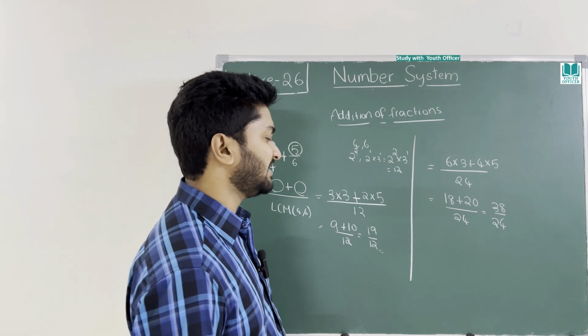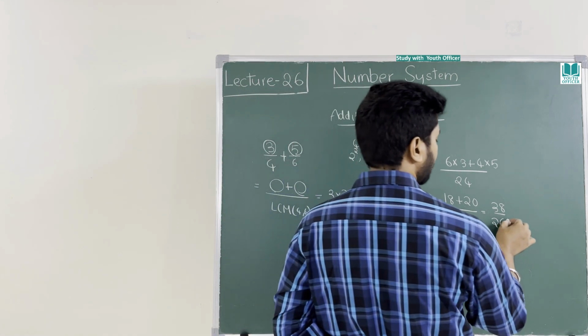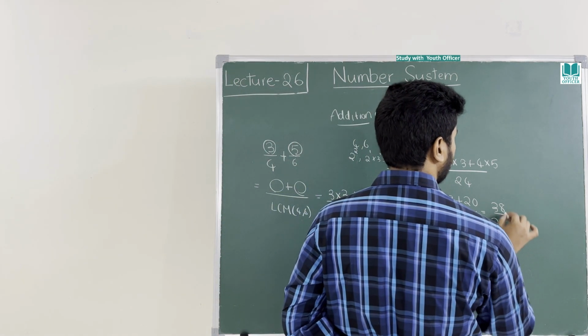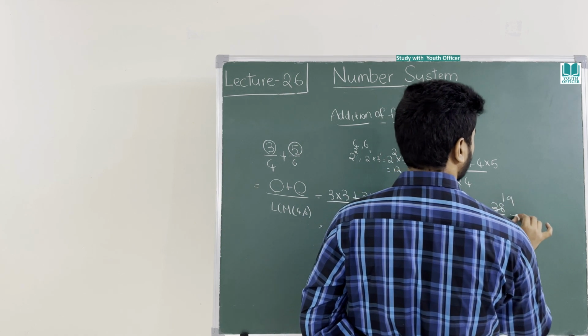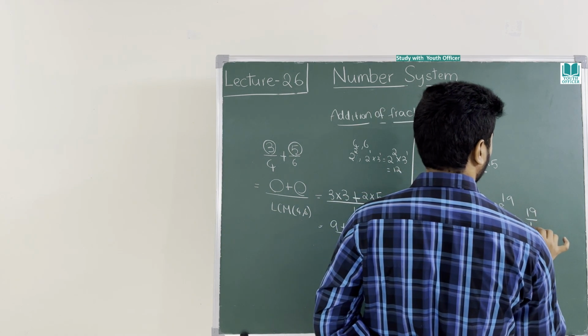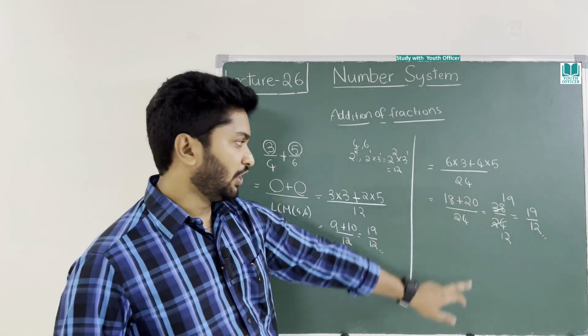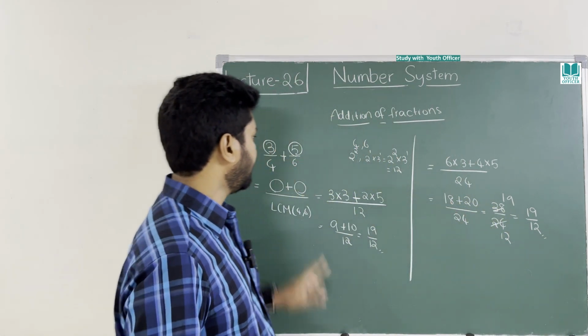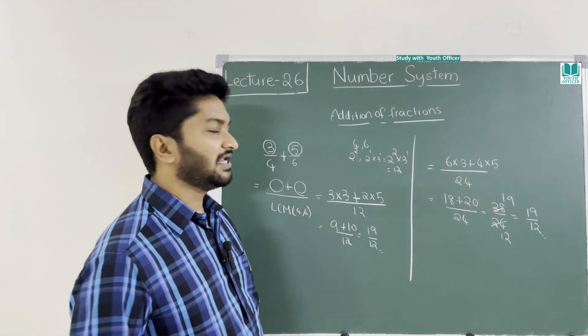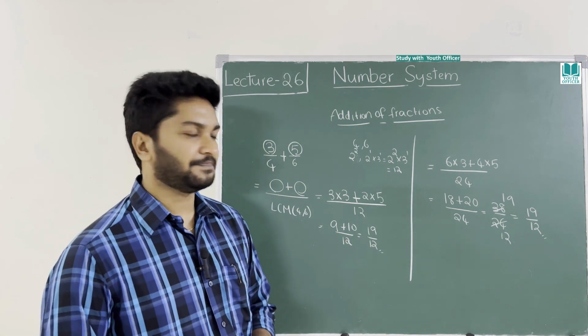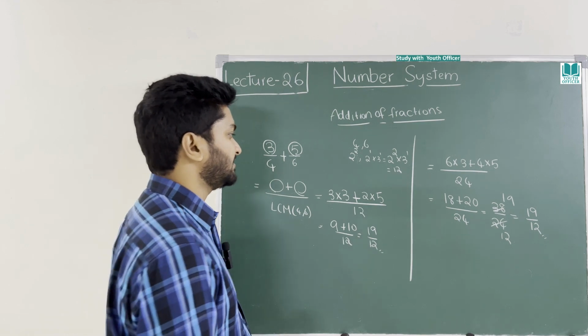What is this disguised form? You can cancel 2 here, 12 times, here 19 times. Now the answer is 19 by 12. Even if you take multiplication, you get the same answer. If you take LCM, same answer. Then why do we have to take LCM? I'll show you why you have to take LCM.